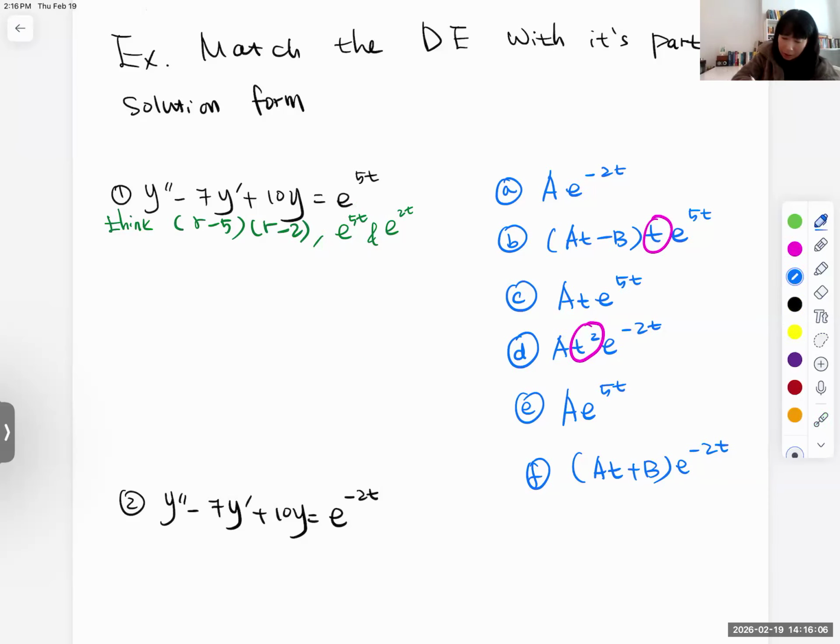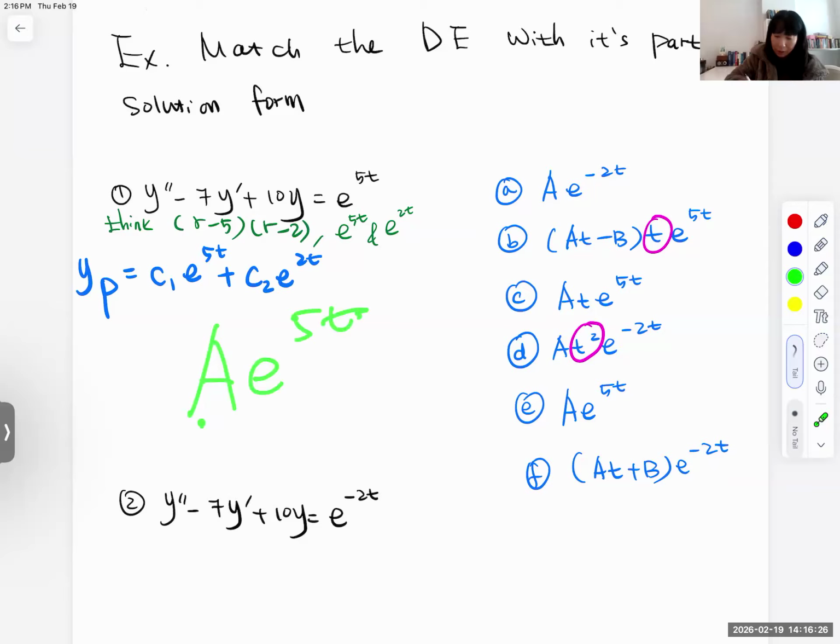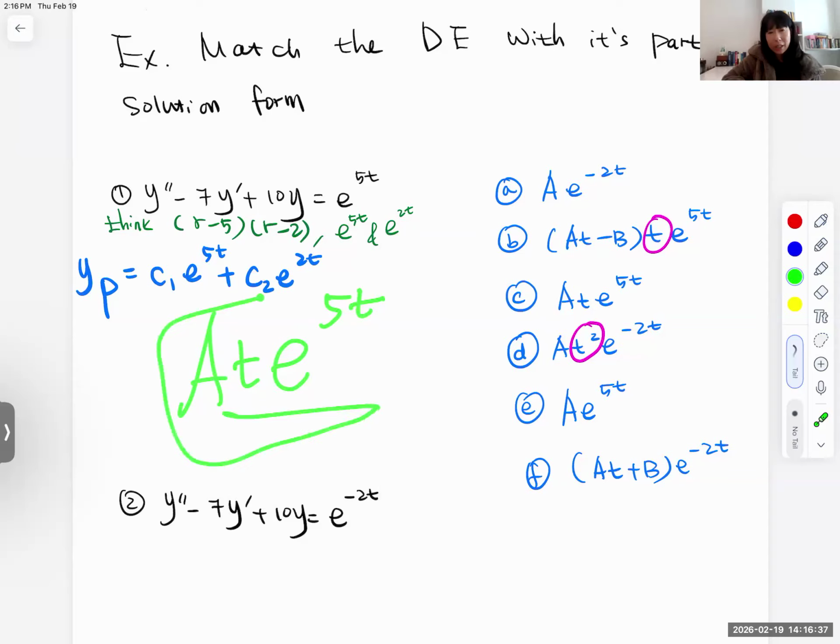So there will be, we have c sub 1 e to the 5t plus c sub 2 e to the 2t, right? So we cannot use a e to the 5t. So we have to use a t e to the 5t. So we have to insert t. Make sense to you? Like a second problem, what we did earlier, right? Okay? Yeah.